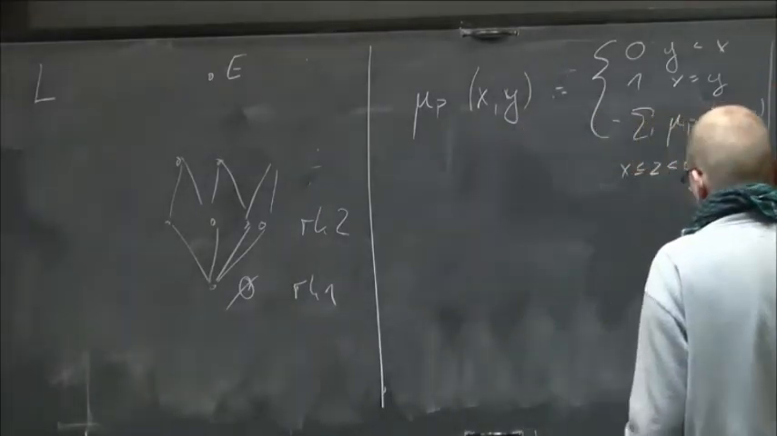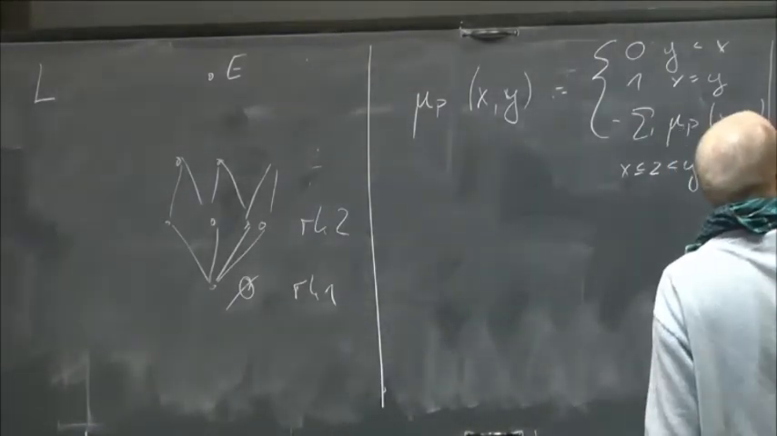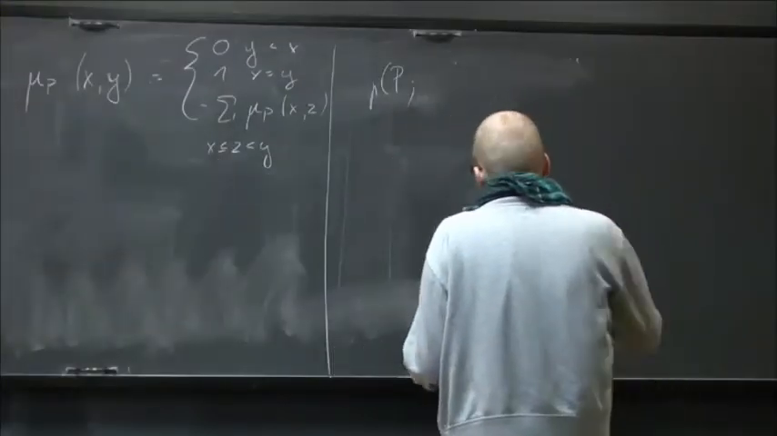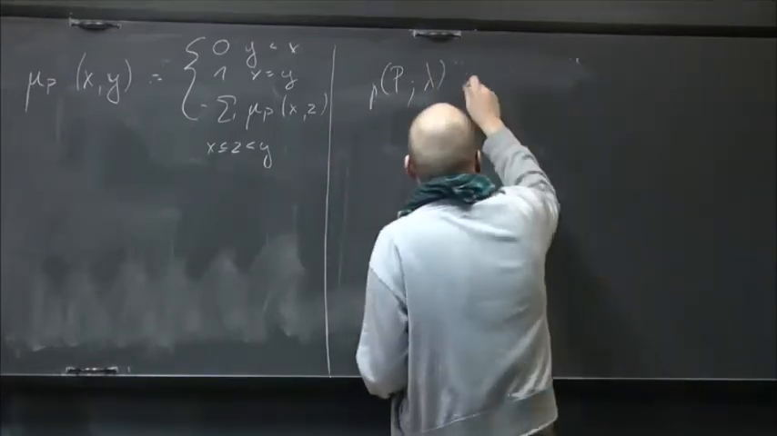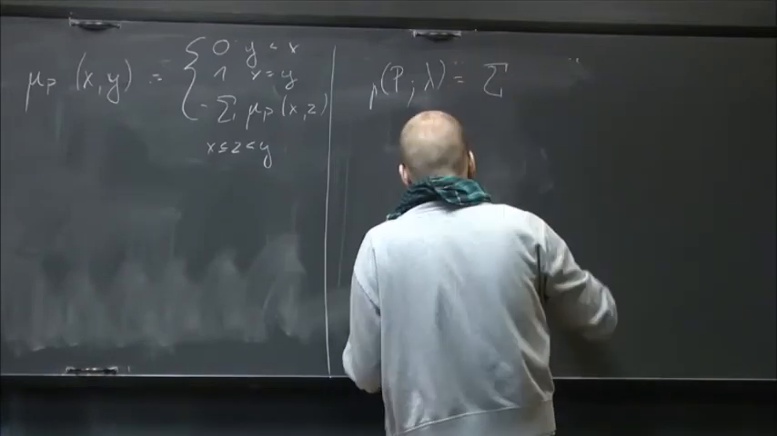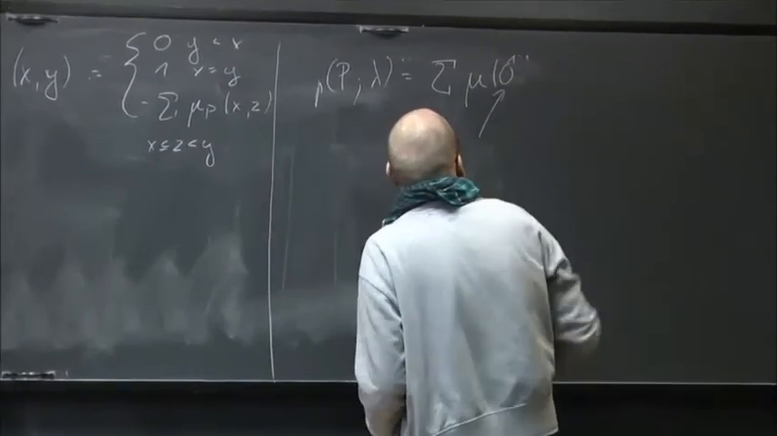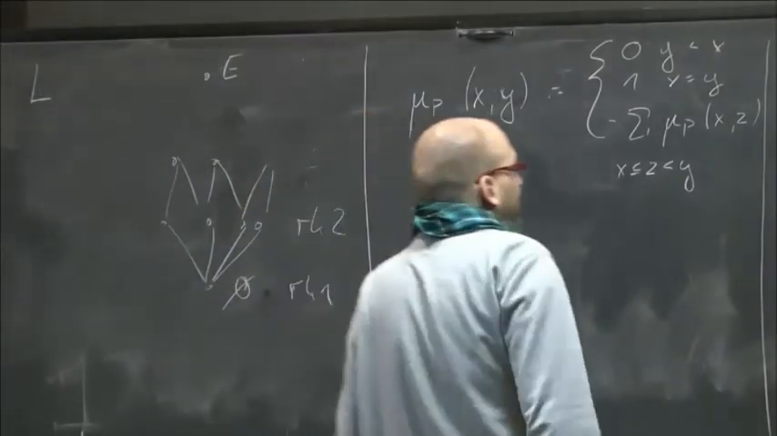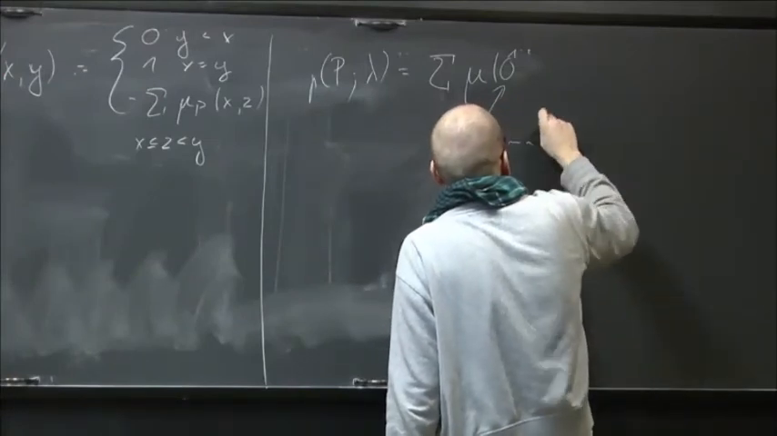Now I can combine these two things for a ranked poset into what I call a characteristic polynomial. I take my poset and introduce a variable lambda, and I define this as the sum of the Möbius function evaluated at the minimal element, which for me is always the empty set, and the maximal element, which is always the total set. This is just notation for the minimal element.